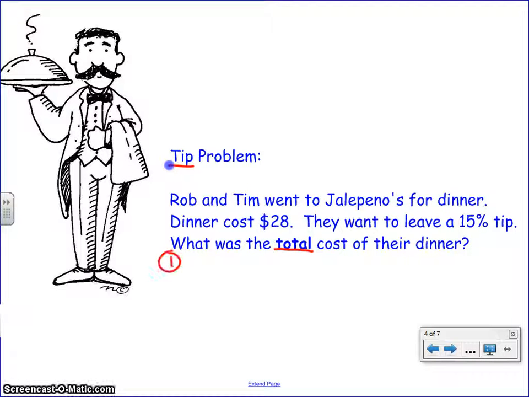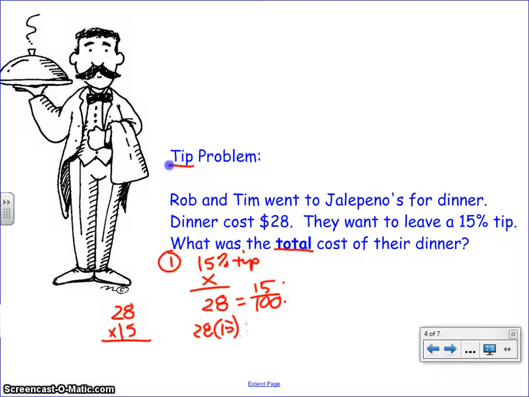Well, for step number one, we're going to have to figure out what a 15% tip is. If the dinner cost $28 and they left a 15% tip, this is how we write 15%: 15 over 100. What part of 28 is that? Cross multiply, and I'm going to have to do some long multiplication. I don't have my calculator, so you'll have to bear with me. 28 times 15, right, guys? 28 times 15 equals 100 over x.